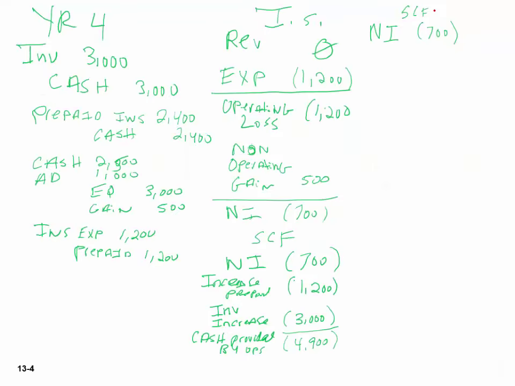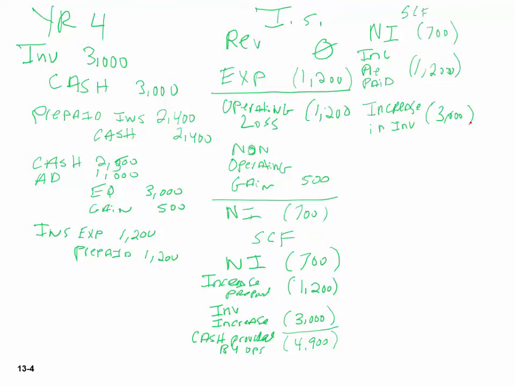Statement of cash flows, 700. Increase in prepaid is how much? $1,200. Increase in inventory is $3,000. Negative $3,000. Okay, so I'm just rewriting that up here since it's not fitting properly down here.